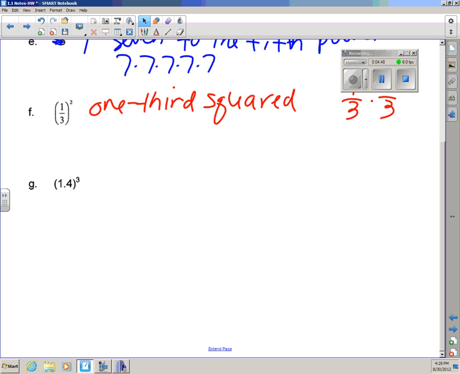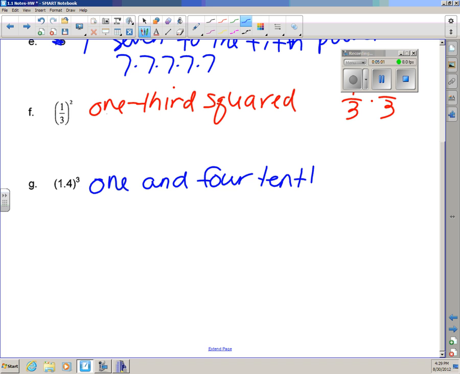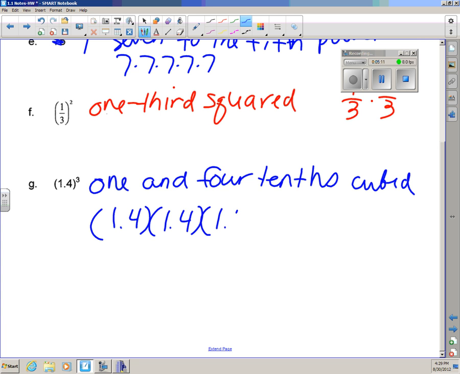And then this last one that's right here would be 1.4, but mathematically this is really 1 and 4/10. So 1 and 4 tenths, and this is actually cubed. To the third power is fine as well. And then just because we have got a whole bunch of decimals here, I'm going to use parentheses to show my repeated multiplication.